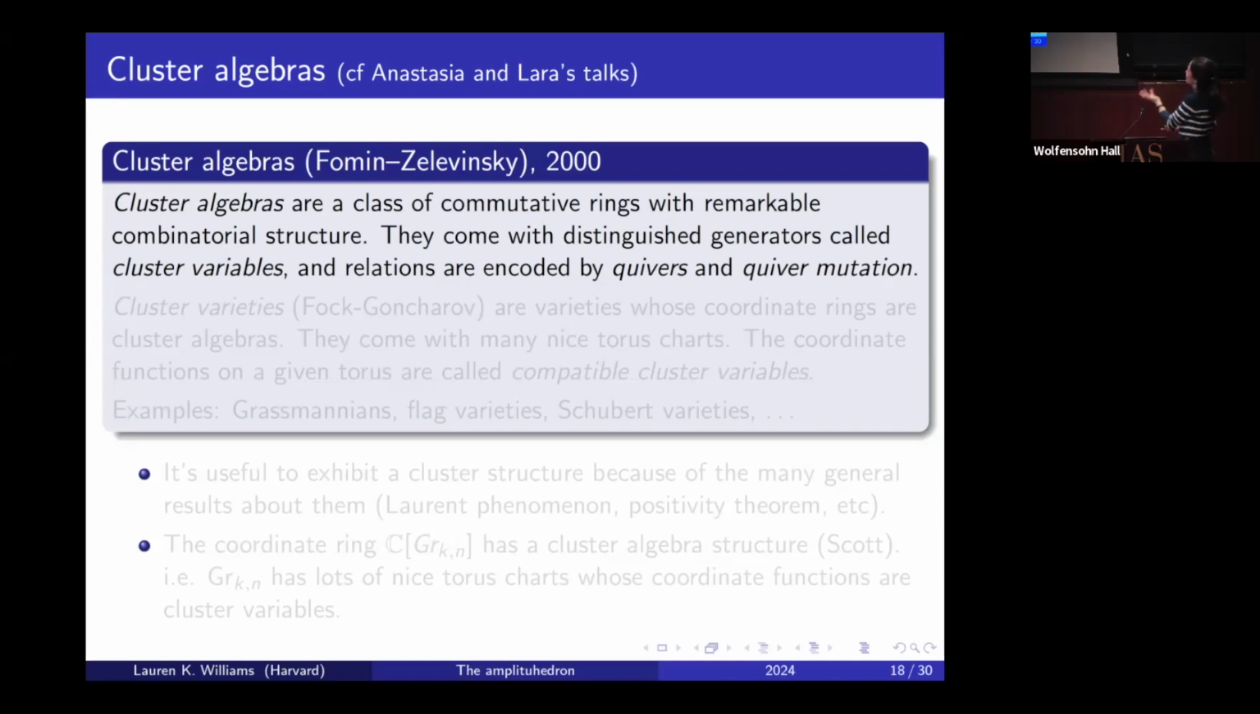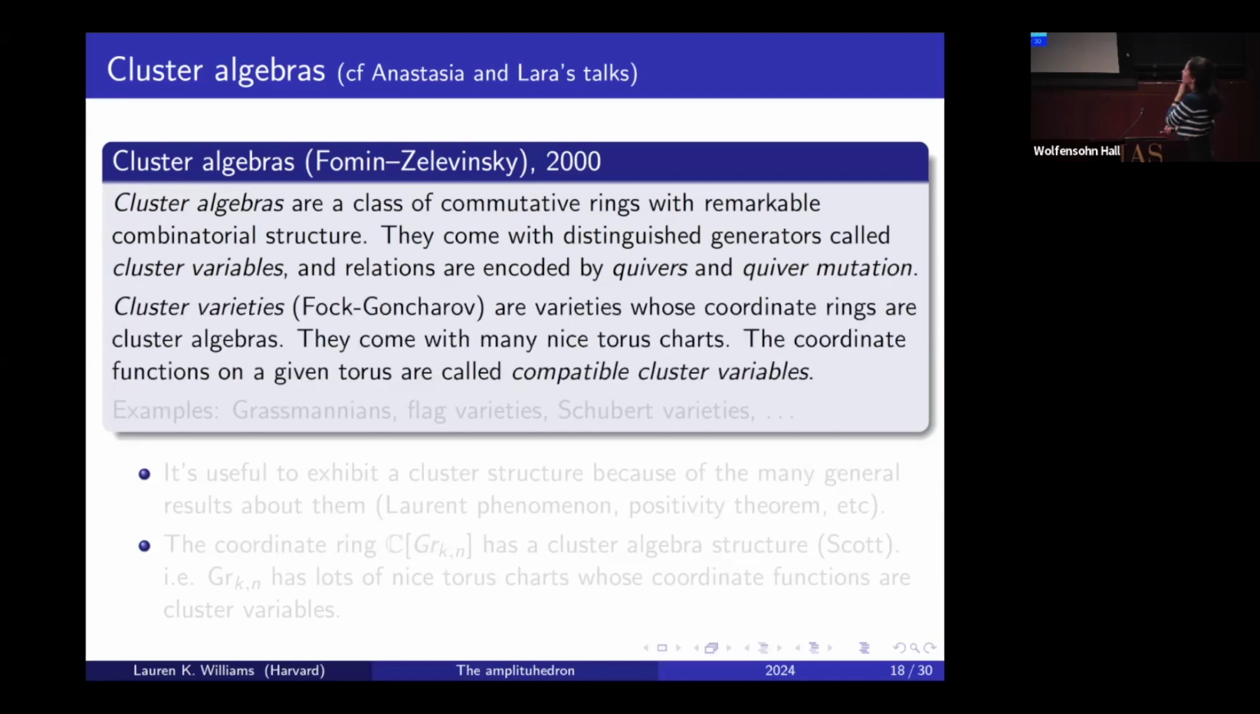So that's a kind of algebraic framework, but there's also a more geometric point of view initiated by Fock and Goncharov, in which they defined cluster varieties to be some varieties whose coordinate rings are cluster algebras. And these varieties come with many nice torus charts. So you can think of a cluster variety as a kind of generalization of a toric variety. And the coordinate functions on a given torus are called compatible cluster variables.